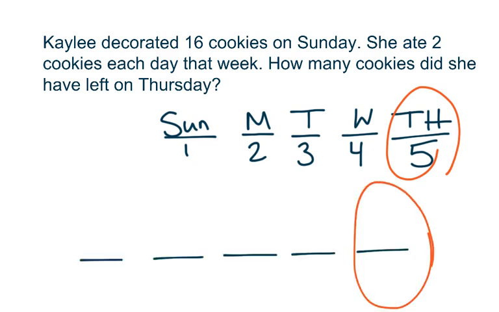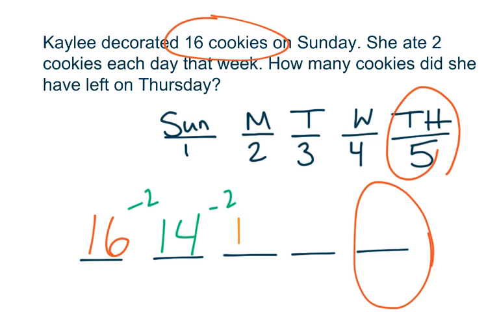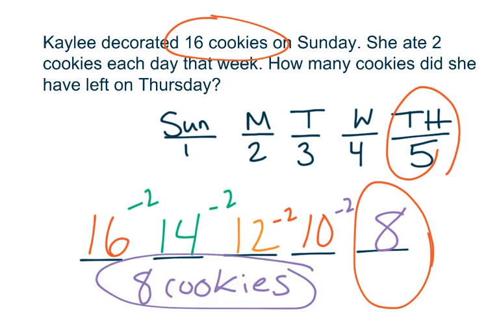We're starting out with our first term, which is going to be 16 cookies. And then if she eats 2 cookies, we're going to be subtracting by 2. That's going to be our rule. Subtract 2. So 16 minus 2 gives me 14. 14 minus 2 is going to give me 12. 12 minus 2 is going to give me 10. And then on Thursday, when she eats those cookies, she only has 8 cookies left. So how many cookies did she have left on Thursday? When we finished our pattern and we were looking for the fifth term, which was Thursday, she only had 8 cookies left. Okay, that's our lesson on patterns.